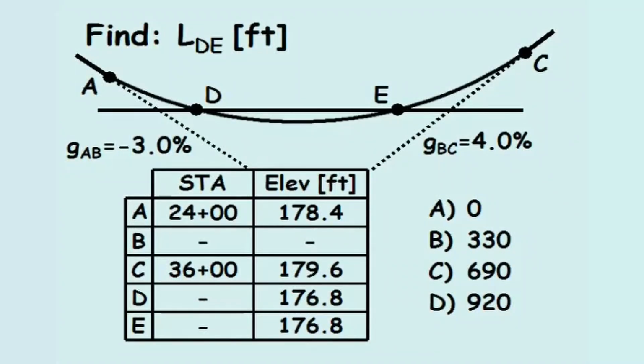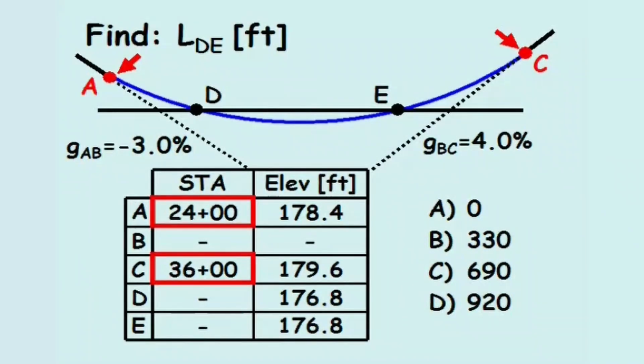Find the length of line segment DE in feet. In this problem, points A, D, E, and C are located on a sag vertical curve, and their elevation values are provided in the table. The curve begins at point A and ends at point C, and the stationing of these values is provided as well.